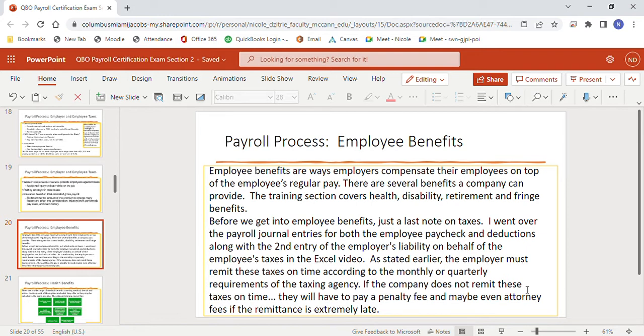Before we get into employee benefits, just a last note on taxes. I went over the payroll journal entries for both the employee paychecks and deductions, along with the second entry of the employer's liability. So you remember the employer is liable for that 6.2% of the FICA and the 1.45%, as well as they are liable for whatever they've taken out of your FIT or SIT, and they need to send that along. And they also have to pay unemployment, correct? So their actual liability, as far as what they have to pay as expenses, they have to pay the unemployment, the FUTA, and the SUTA, and they have to pay the other half of your FICA. So that is the second journal entry.